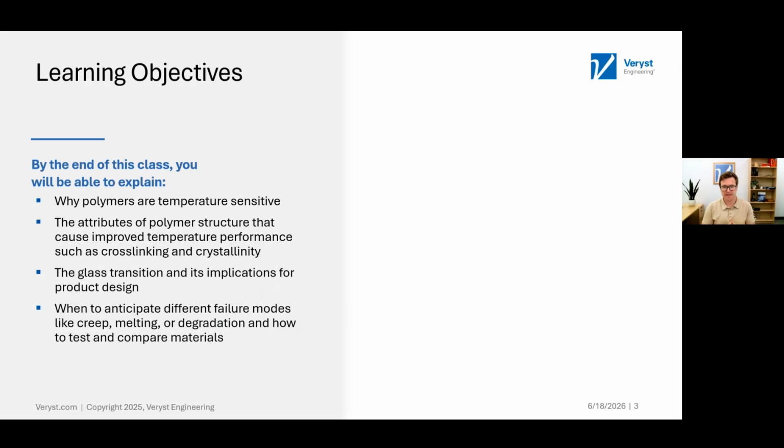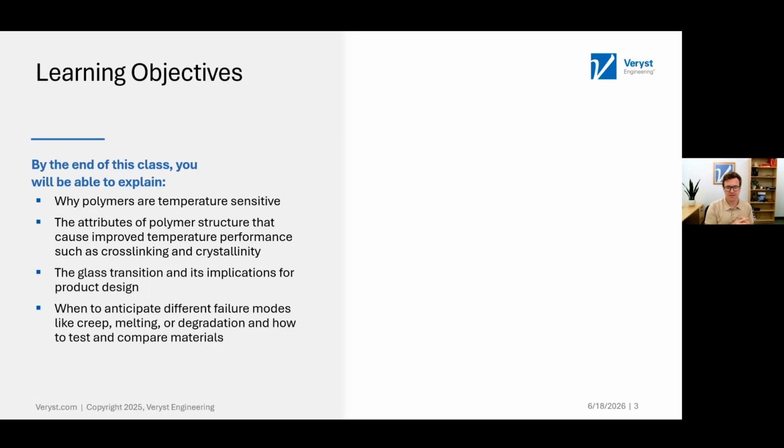Just to set the stage, you've probably seen this already when you signed up for the webinar, but our learning objectives are to understand why polymers are temperature sensitive, and then some of the attributes of the actual polymer structure that cause improved or worse temperature performance, comparing different classes of polymer materials and the structural elements that explain why they might have better temperature resistance, however we're defining that.